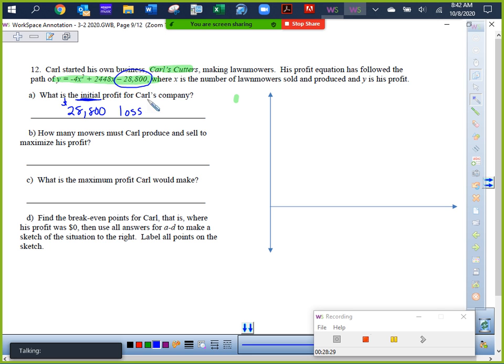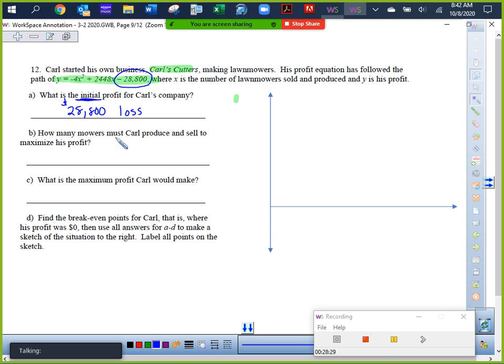Why would Carl initially be in negative land? What happened? He's got to buy all the materials to make the lawnmowers, or just buy the lawnmowers from somebody else and then resell them. You know what I mean? It's like he has to invest some money into all of the things he's going to sell, right? So he's got to spend some money before he can make some money. You with me on that? So he started at a loss.